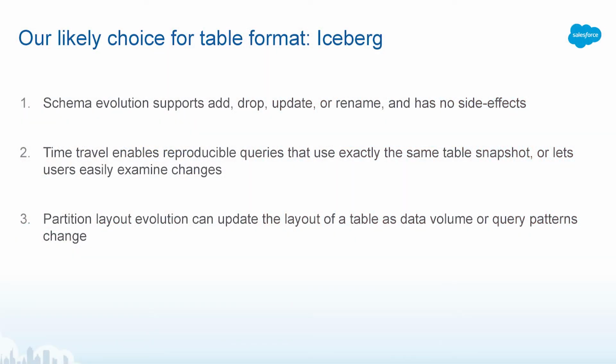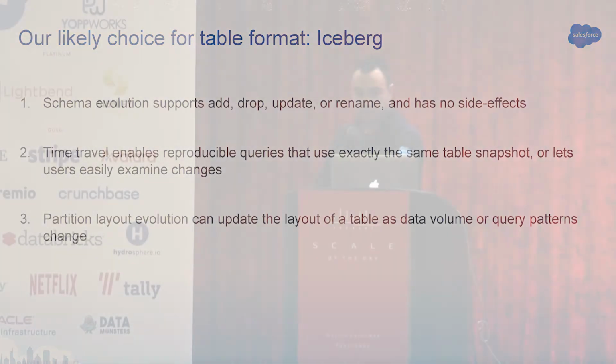Now, as I said earlier, we're still in the process of building this, and we are currently trying out the implementation of that using Iceberg, which is a project that came out of Netflix, now an Apache project. And Iceberg is a table format that makes a couple of important things easy or simple. First, it supports schema evolution with no side effects. So it's simple to add, drop, update, or rename columns correctly.